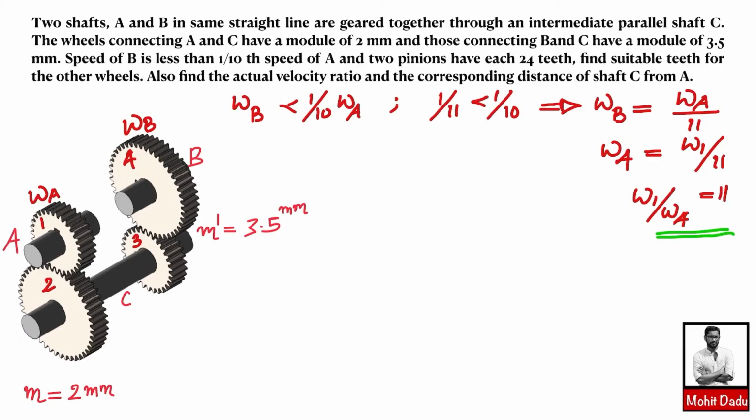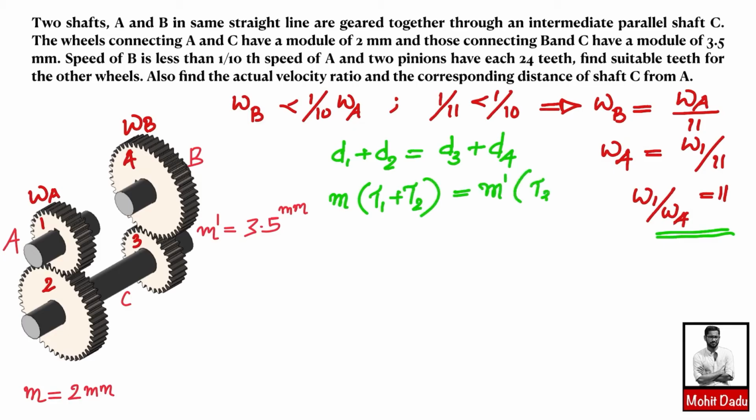And also from the previous discussion, we have the center distance between A and C, that is, half of d1 plus d2, which will be the same as half of d3 plus d4, between the output shaft B and this parallel shaft C. So based on the previous expression, I can write m into t1 plus t2 is equal to m dash into t3 plus t4, where m is given as 2 mm and m dash is equal to 3.5 mm. Also, it is given that the two pinions have 24 teeth each.